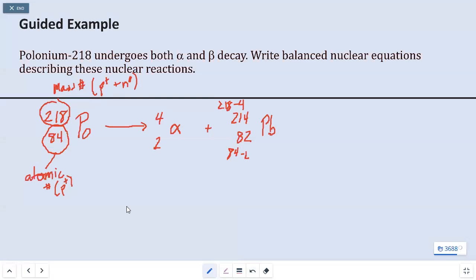Let's look at the beta decay. In the beta decay, we're still talking about polonium-218. But this time it's undergoing beta decay instead of alpha decay. Now, a beta particle has no mass and a -1 charge. Because after all, a beta particle is an electron. Electrons, relative to protons, have no mass, and they have an opposite charge of the proton, so that's where the -1 comes from.